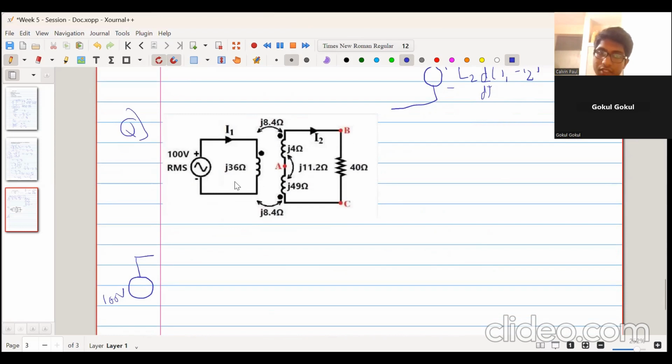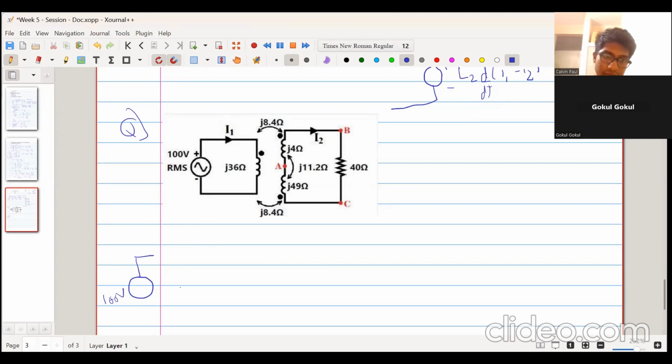That they have already done. They have given J36. The 36 actually is omega L1. They've just directly given the value. They've not given L1 directly. So this is a sinusoidal voltage source which has 100 volt as the RMS value. And in our question also, they asked you to find the RMS value of I1, I2, etc. So that's why we can just directly use the RMS value. Right? So this is the 100 volt input voltage source.